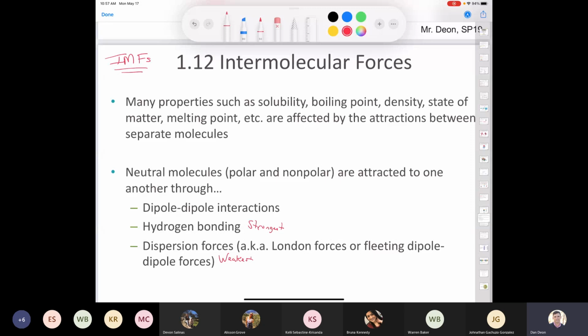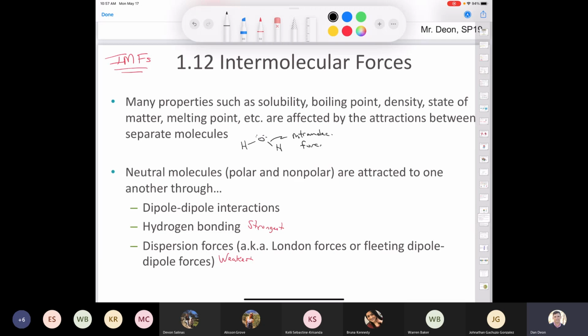Now, if you're wondering what the heck intermolecular forces are, well, let's say you have a water molecule. The actual bonds that hold the water molecule together, these are intramolecular forces.